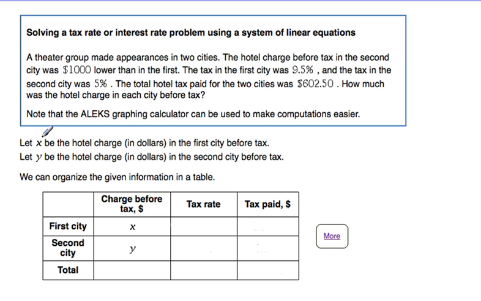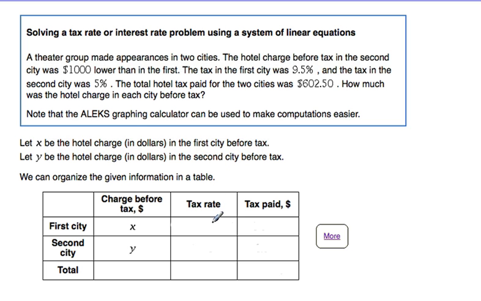All right, so first, let's say that x is the hotel charge in dollars in the first city before tax. y is the hotel charge in dollars in the second city before tax. And we're going to organize the information that we're given into a table. The first row says charge before tax in dollars, tax rate, and tax paid. In the first column, we have first city, second city, and total. So x is the hotel charge in the first city. y is the hotel charge in the second city.